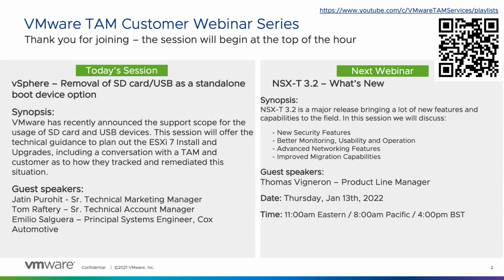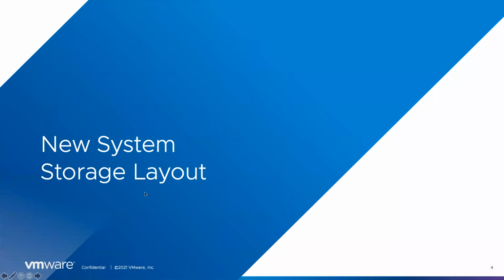On this particular subject, we have recently introduced a new system storage layout with ESXi 7. And we have seen that there are significant issues being reported by customers who are running a standalone SD card and USB drive. So we thought it would be a great opportunity to share the technical details around this, why the new system storage layout is in place in the first place, what issues we are facing at this point of time when it comes to the SD card and USB drive, and what is the best way to move forward.